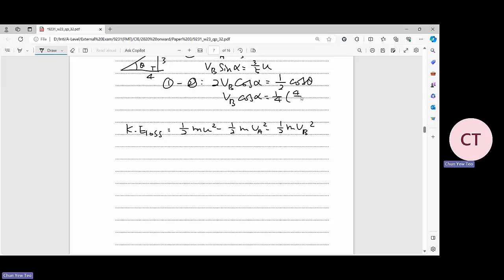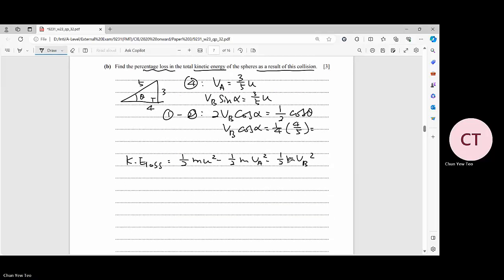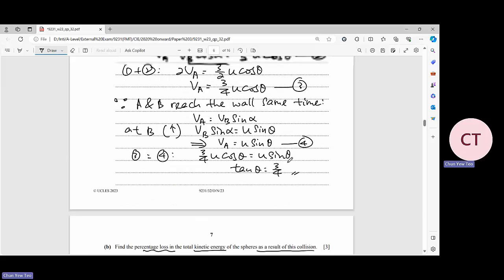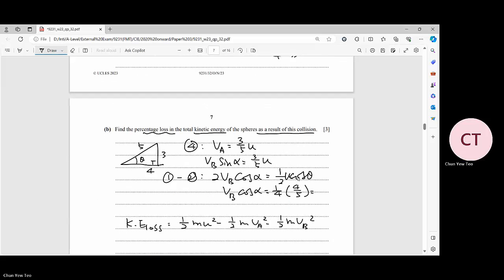Cos theta is 4/5, equal to the... I forgot to write the U. So this one is 4/5U, so it will be 1/5U. Therefore your VB square is equal to VB sine alpha square plus VB cos alpha square.